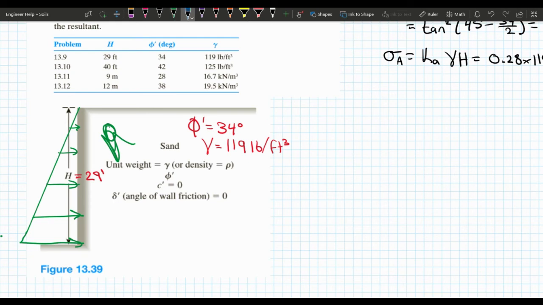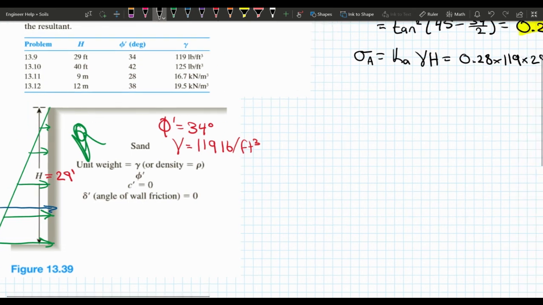So, for example, if we had a uniform distributed load, the resultant is going to act at the center of that because that's where the centroid is. All right, let's just erase this real quick. For a triangle, the centroid is located one-third of the way up above the base. So it's going to be right about there.